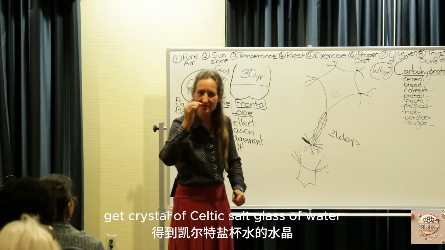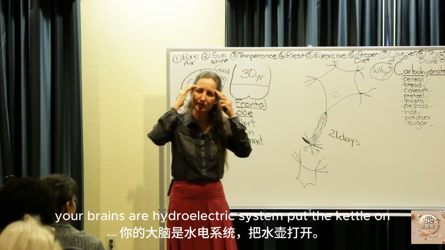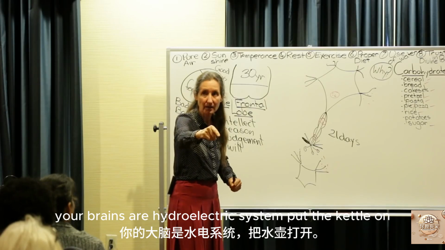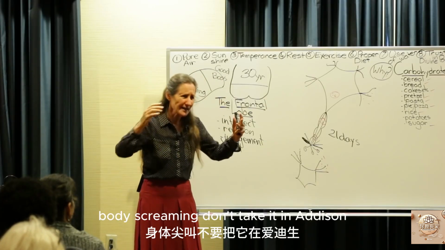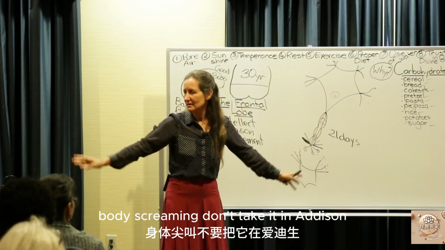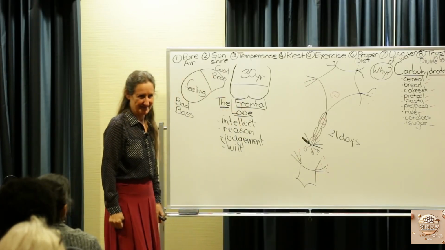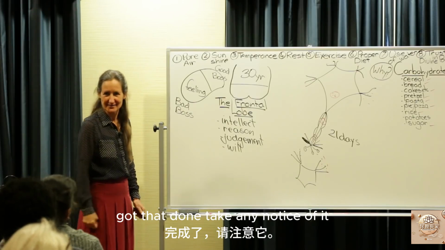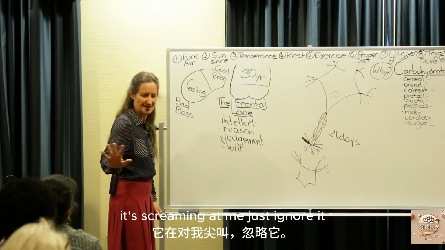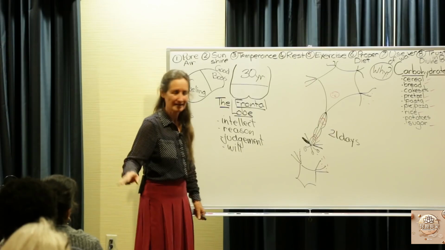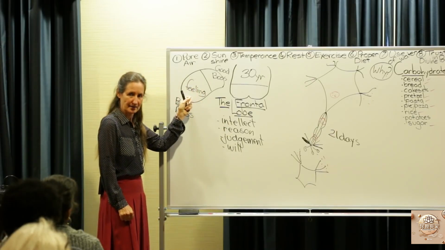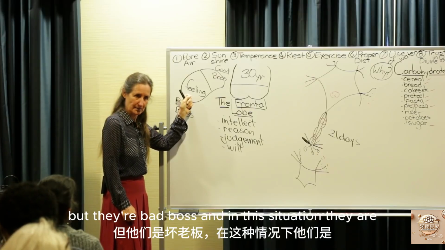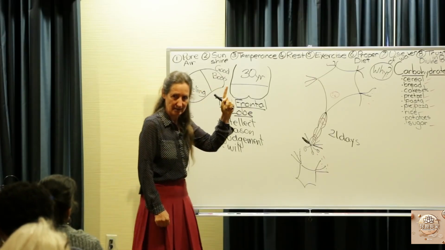Get a crystal of Celtic salt, a glass of water, your brain's a hydroelectric system. Put the kettle on, get the chamomile tea bag, pour the chamomile tea. Body's screaming. Don't take any notice of it. Got that? It's screaming at me. Just ignore it. That's your feelings. Feelings aren't bad, but they're a bad boss. And in this situation, they are.